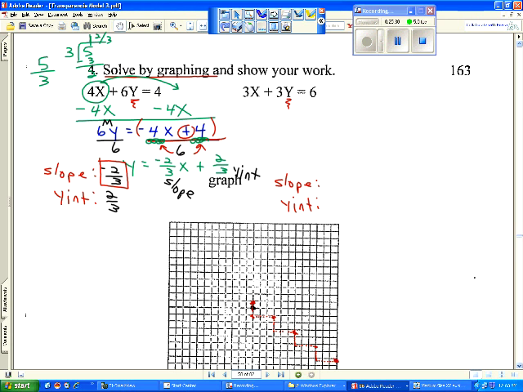We could do the opposite, up 2. So same position 2 bars higher, to the left 3. Up 2, same position 2 bars higher, to the left 3. Same position 2 bars higher, to the left 3. You understand that?